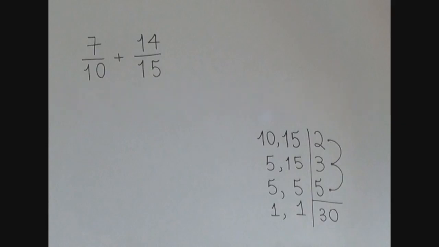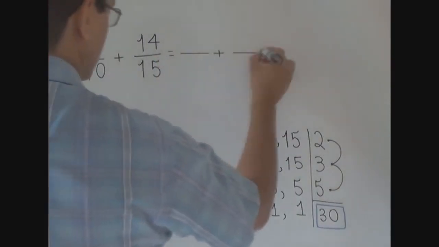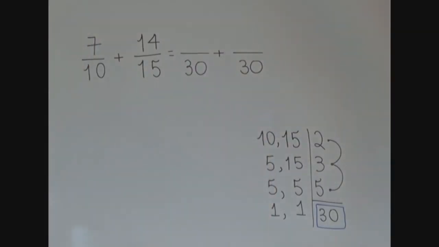Why did we calculate the LCM of 10 and 15? 30 is going to be the new denominator of two new fractions that will be equivalent to the fractions we have. So now we write two new fractions with 30 as their denominators. Great, but what are the new numerators? Good question. The new numerators are not very hard to find.